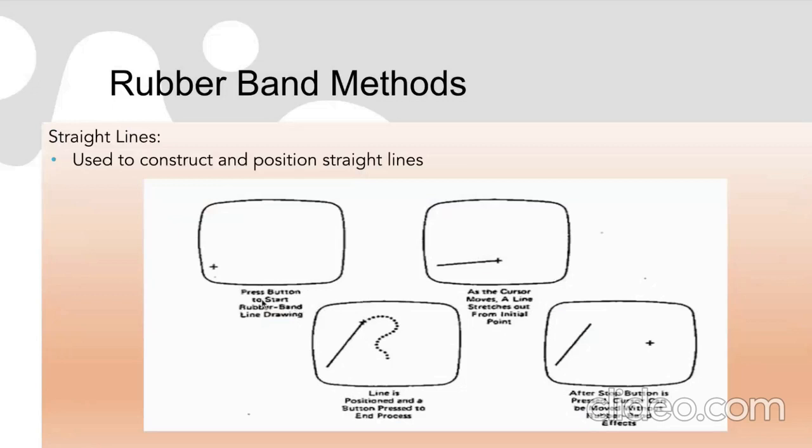The image also explains the same. First, you start by clicking on a button, and you select the endpoint. After that, you release the button, and it creates a straight line.